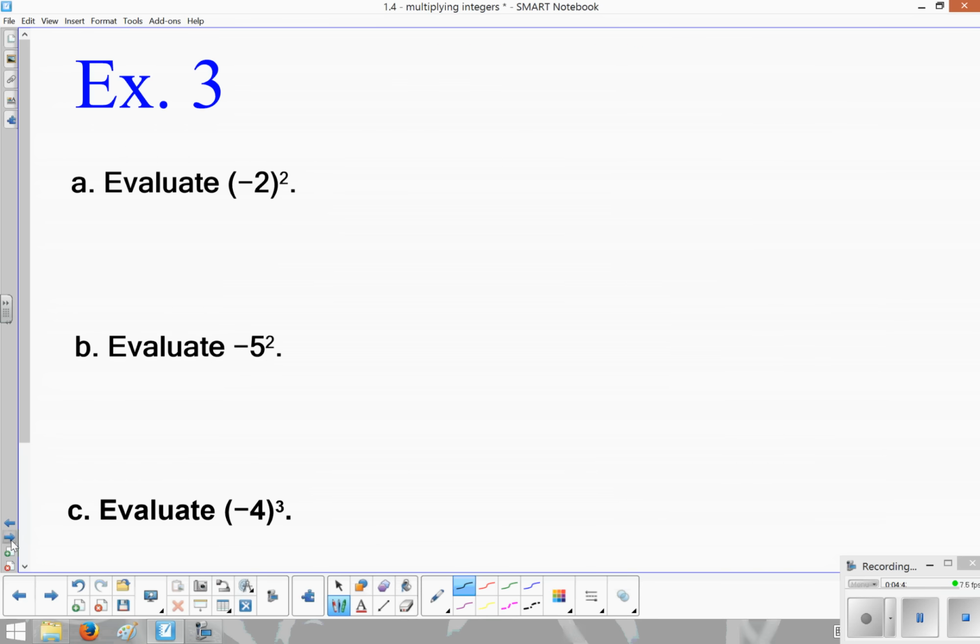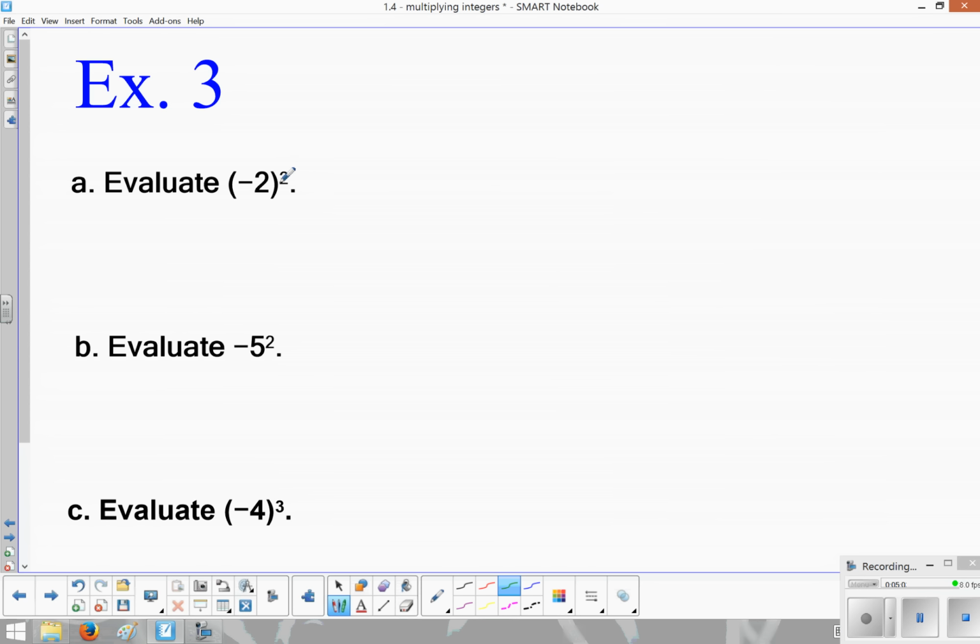Okay, moving on to example 3. Example 3 is now talking about exponents. As a reminder, these are exponents. So what we're going to do is we're going to solve these problems. Now, if you notice for example 3a, we have the -2 in the parentheses. So anytime you have a -2 in the parentheses, that means you have to use the parentheses.